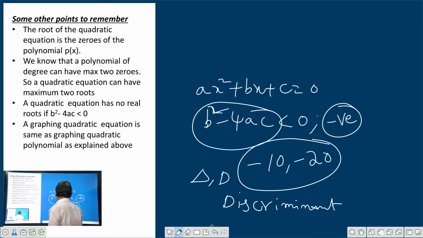So here, discriminant, D-I-S-C-R-I-M-I-N-A-N-T. Discriminant means delta, or something we call D. See what happens if the discriminant is negative?